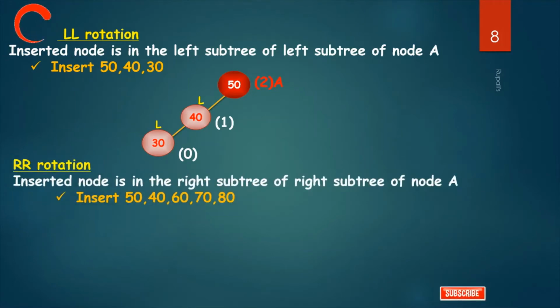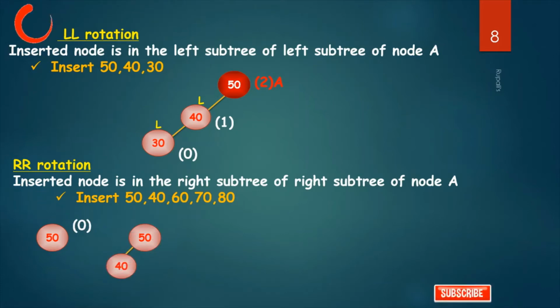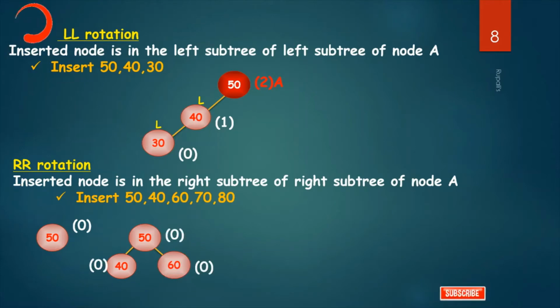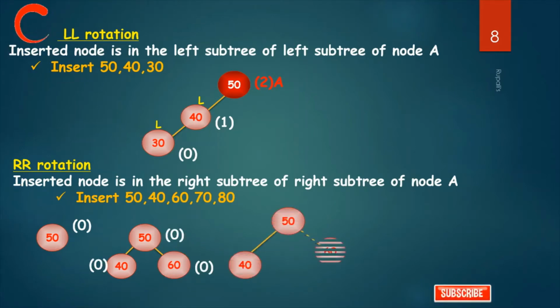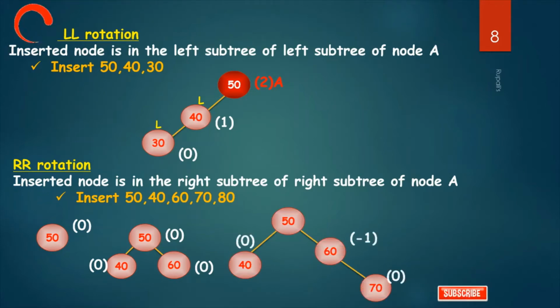RR rotation. I want to create a tree using these nodes. So first 50, what is the balance factor? It is 0. Now 40, it is less than 50, so add it to the left. Now 60, it is greater than 50, add it to the right. Check the balance factor: 0, 0 and 0. Now 70, it is greater than 50, greater than 60. So add it to the right of 60. Now check the balance factor. It is 0, 0, -1 and -1. Now I want to add 80. It is greater than 50, greater than 60 and greater than 70.